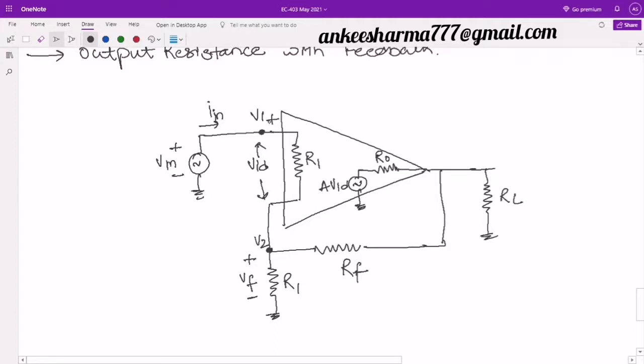Now this is positive, this is negative. Now what I said, to calculate the output resistance, what we have to do is we have to short our independent voltage sources.